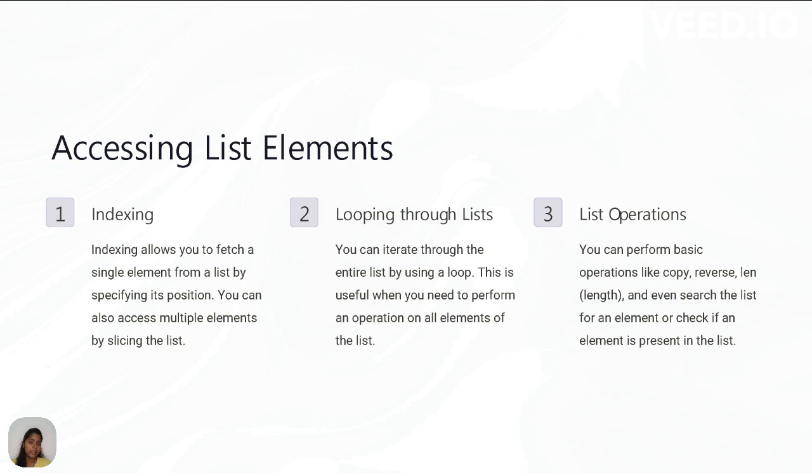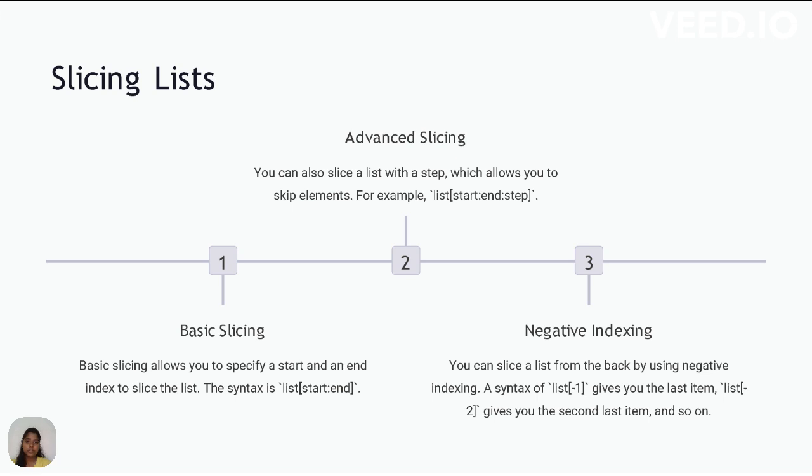Then the third one is list operations. You can perform basic operations like copy, reverse, length, and even search the list for an element or check if an element is present in the list or not. And then slicing the list. In that, basic slicing, advanced slicing, and negative indexing. These are the three types of list slicing.